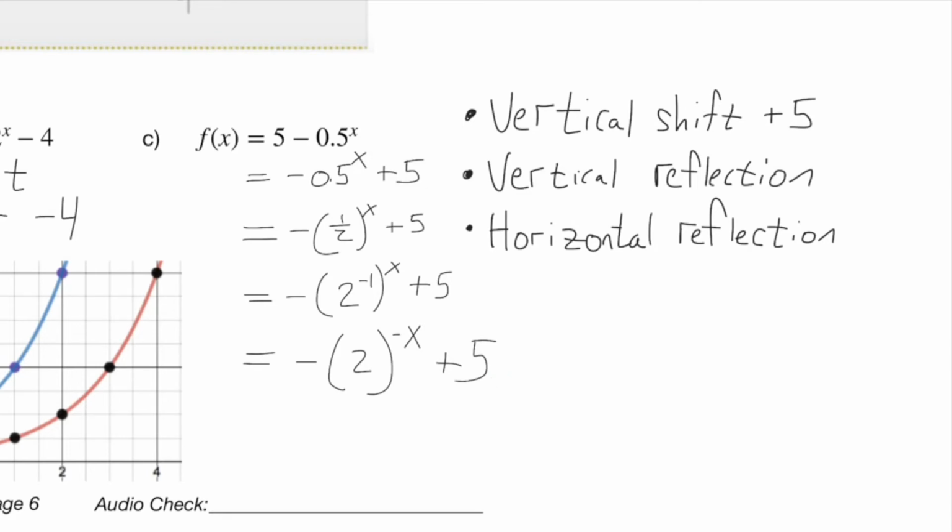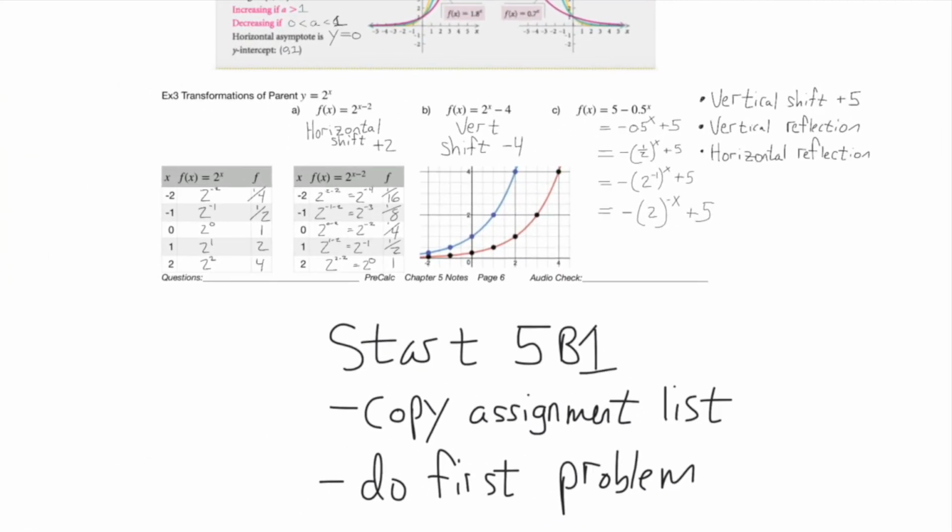If the original parent function is 2 to the x, then we've got three things going on here. We've got a vertical shift of 5, a vertical reflection right here, because there's a negative 1 out in front, and then a horizontal reflection here, because it's a negative x. So those three transformations are what it looks like.